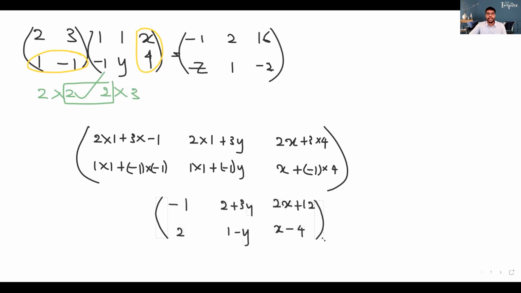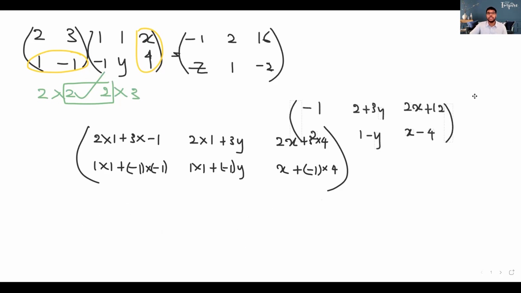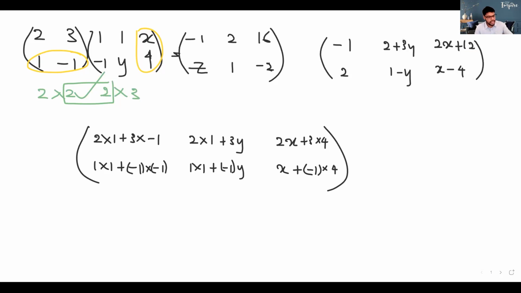Now children, you can clearly see that this should equal the matrix that they have given in the question. Can you see? So you can already see that some of the elements are already true. For example, negative 1 and negative 1, that is correct, right? But there are some elements which we can't find because they have x, y's, and z's. So that's how you can actually find the values of x, y, and z.